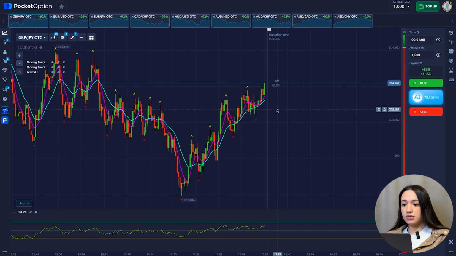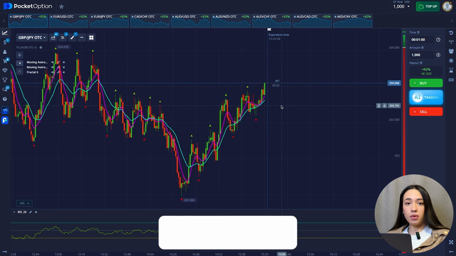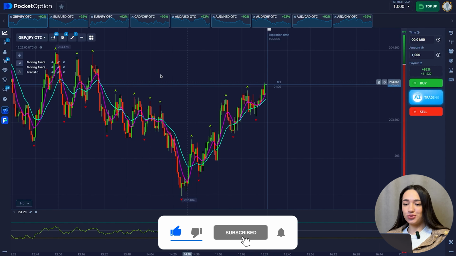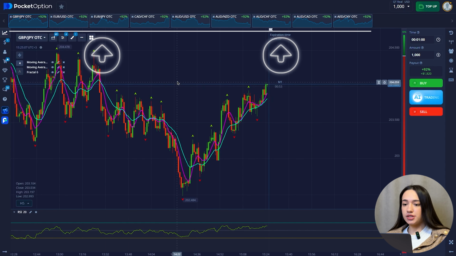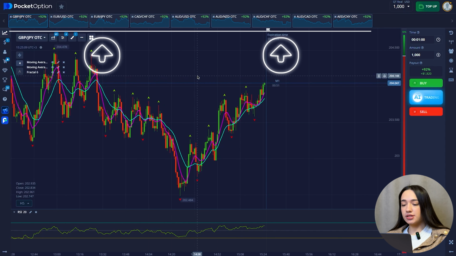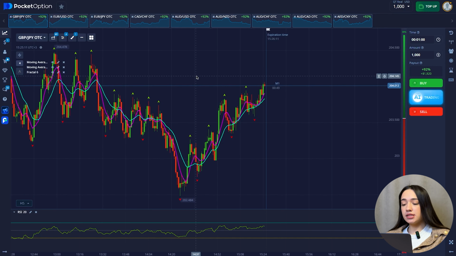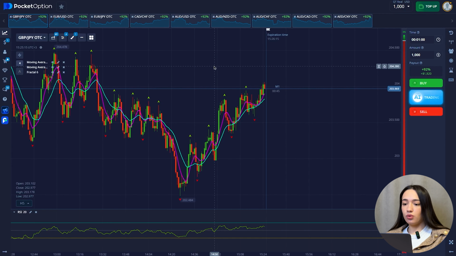So let's reinforce the theoretical part with one live trade. I already selected all the currency pairs with the OTC status and the maximum payout percentage. So now I will just continue with the analysis and find the perfect entry point, and I'll open a trade for 1 minute. So let's start selecting a currency pair.